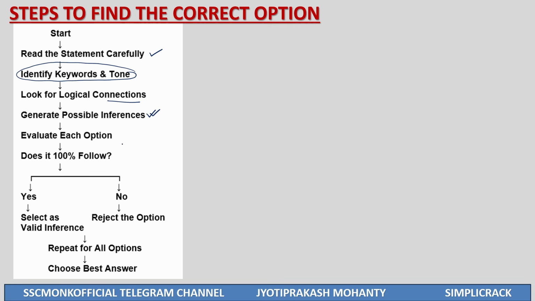So we are now evaluating the options. Yes, option 1 is 100% following with logical connection and possible inference. That's why it is my valid inference. If the options are not logical, if the options are not possible, it cannot be my valid inference. So with this logic, with these steps, we'll be starting with the questions.